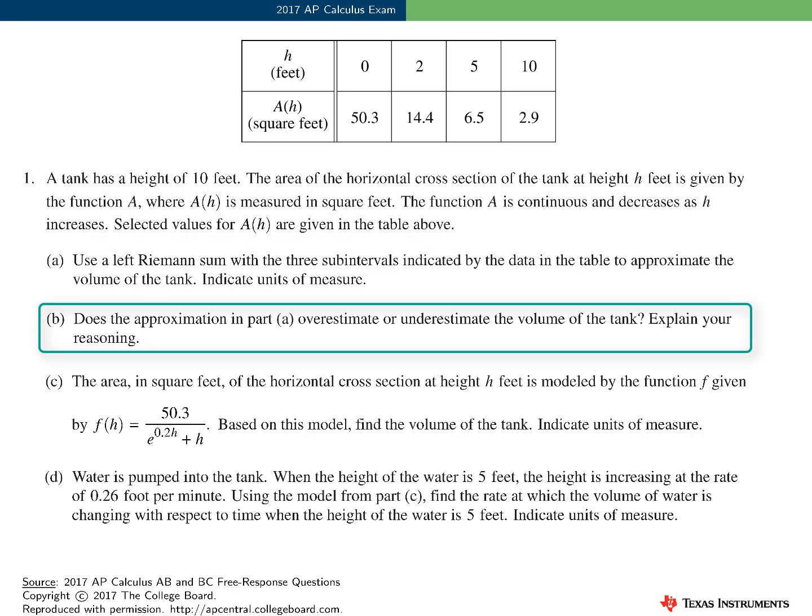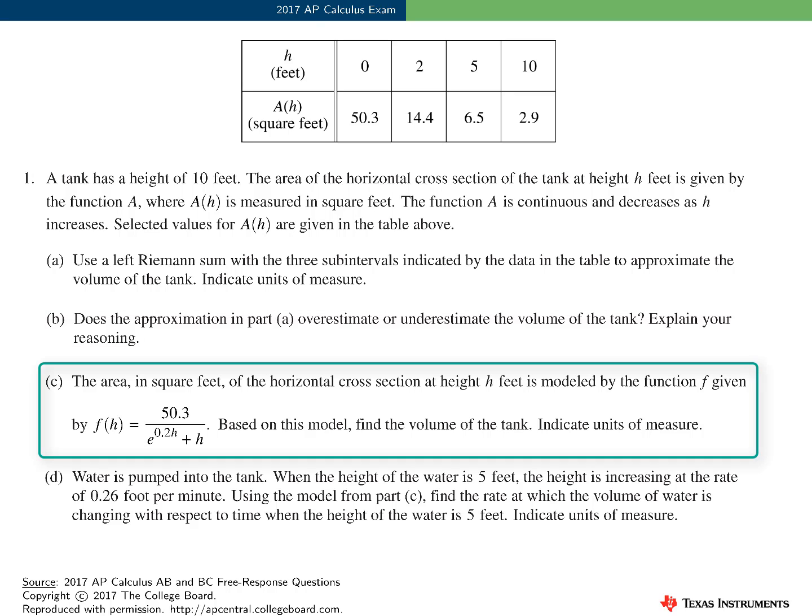In part B, we need to determine whether that approximation in part A was an overestimate or an underestimate for the volume of the tank. In part C, it's assumed that the area of the cross-section can be modeled by this function f, and based on this model, we need to find the volume of the tank.